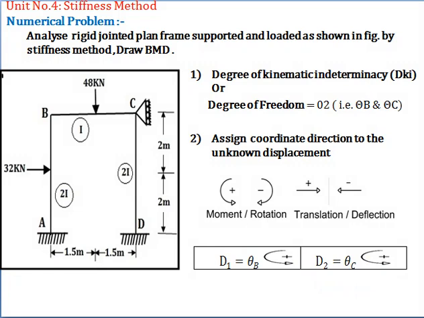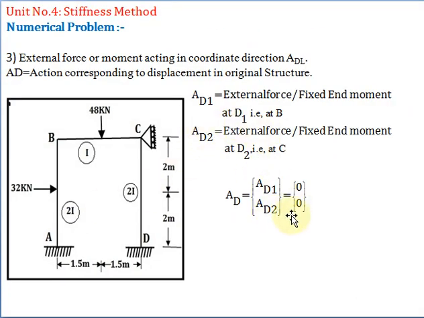Next we have found out the AD matrix, that is action corresponding to displacement in the original structure. So AD1 is equal to external force or fixed end moment at D1, that is at B. D1 is nothing but the rotation at B, our first unknown, so that is at support B. As there is no external force or moment at support B, this AD1 is 0 and AD2 is also 0. Okay, no external force or moment at support C.